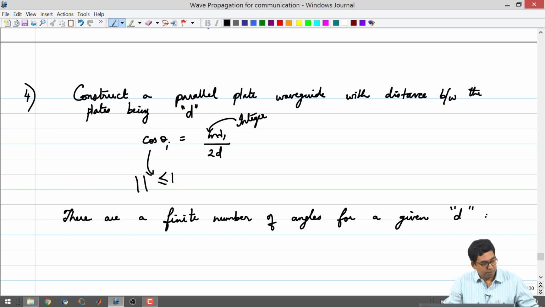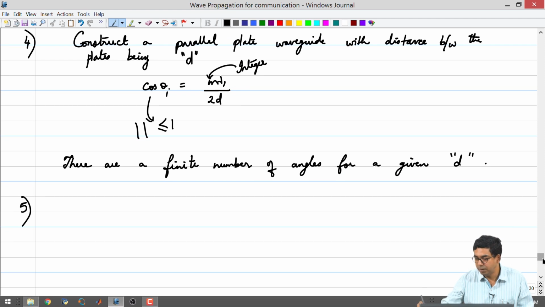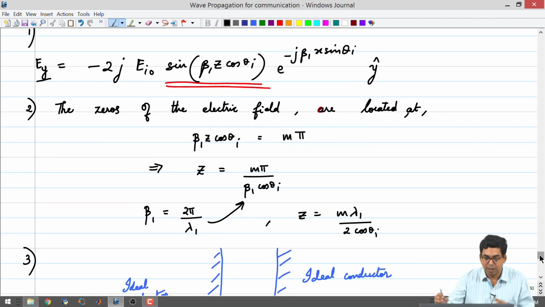So, first of all, we notice that the velocity is smaller. Second, we notice that it can act as a delay element. Third, it is not a fully controllable delay element. It has got its quirks. There are only a finite number of angles at which you can launch. What else? Let us look at the total field expression once again.